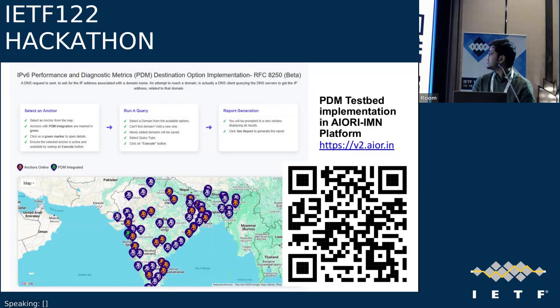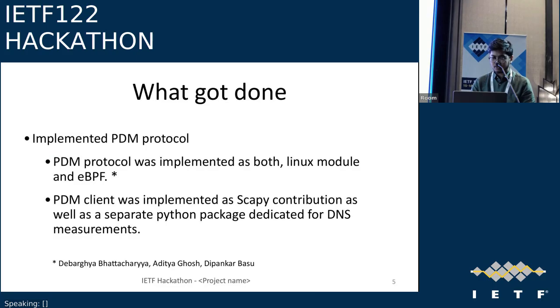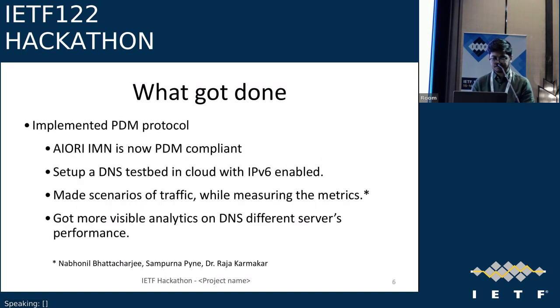So this is the image of the nodes that are there in the country, how they are distributed. What got done? We implemented the PDM protocol both as Linux modules and in eBPF, and we also implemented the client as a Scapy contribution, and we created a dedicated Python package for DNS measurements. So our IMN is now PDM compliant. We have set up the testbed, which is entirely IPv6 enabled because extension headers otherwise cause a lot of packet loss. We also got more visible analytics on DNS server performance.